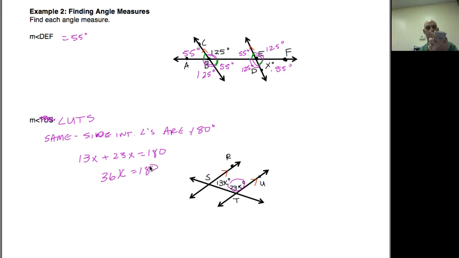Don't worry, I got us. So let's see. 180 divided by 36 is 5. Well, what does that make this angle? It's 23 times 5 equals 115. That's all there is to it, guys.